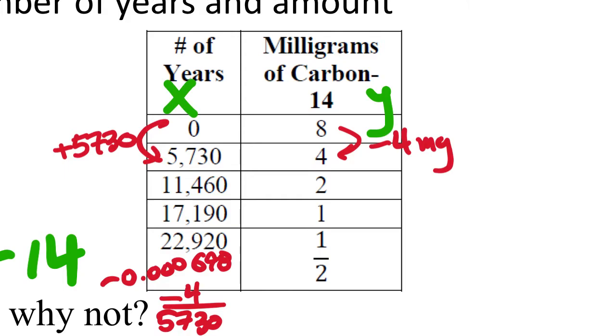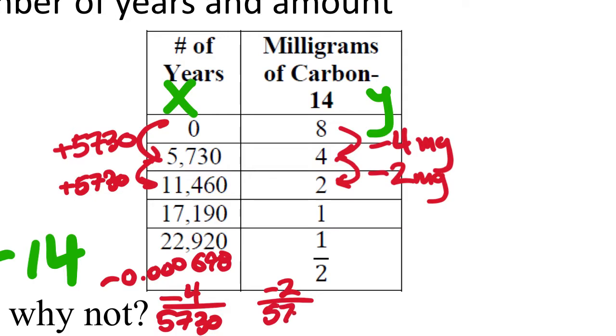But let's see what the next one shows, right? So this one now, it's going to go down 2 milligrams. And so then to find out how many years that is, just do 11,460 minus 5,730. And you'll see that's an increase of 5,730 years, okay? So as a ratio, that's a -2 to 5,730. And when I put this into the calculator, I get -0.0003. And that's enough to see that these two are not the same.